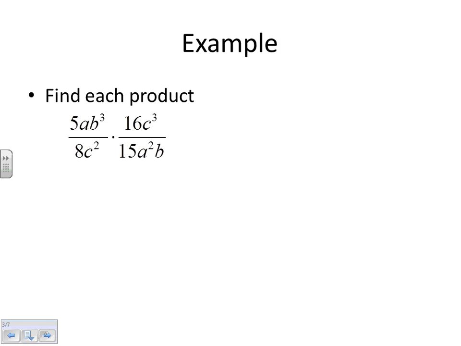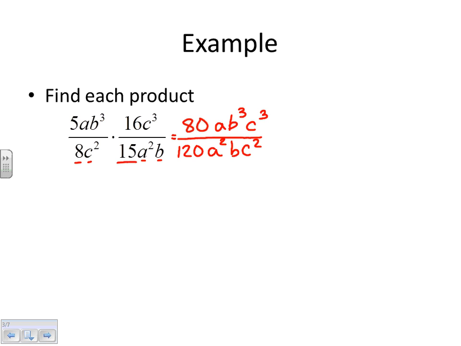Okay. First of all, we're going to find the product. This does not have any polynomials in it. It's just monomials. So first of all, we're going to multiply the numerator. So 5ab cubed times 16c cubed is, multiply the coefficients as 80. And then we're going to multiply all of our variables together, a, b cubed, c cubed over 120 a squared, b, c squared. And that's just from 8 times 15, a squared, b, c squared.